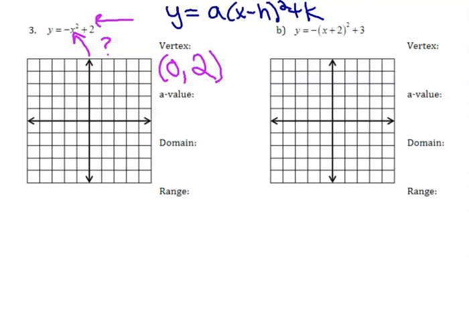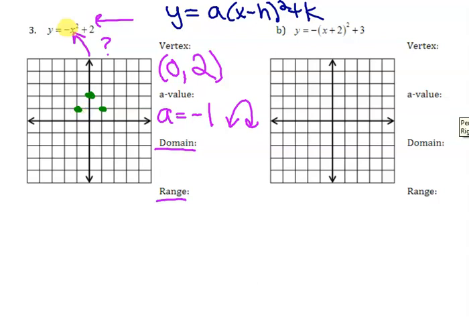Now let's look at what's in front of the x squared. Well, I see a negative. Well, that means it's going to open down, okay? So it's not going to open up, it's going to open down. So let's see how that affects your domain and range. So let's plot 0, 2. So I'm going to go 0, up 2, and I know it's going to open down. So I can put a negative 1 on both sides. Again, you can plug in points if you want to and see what's going on.